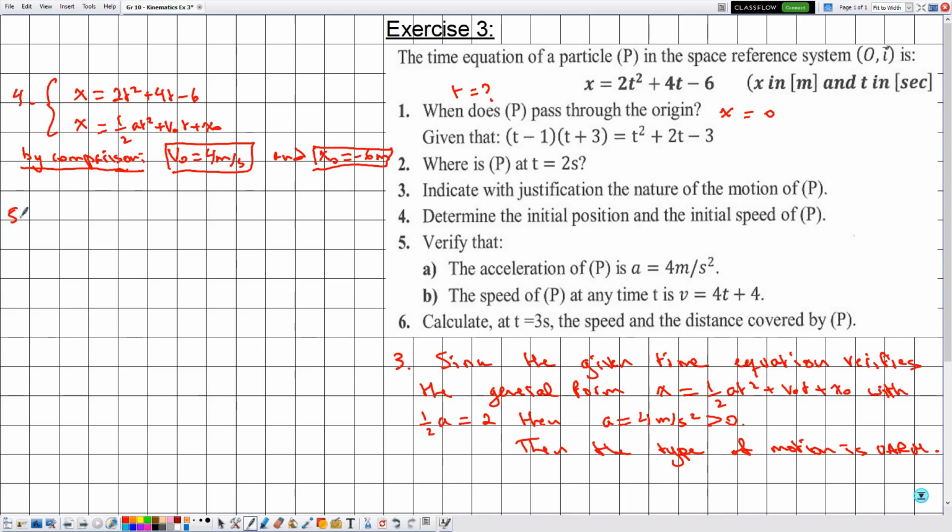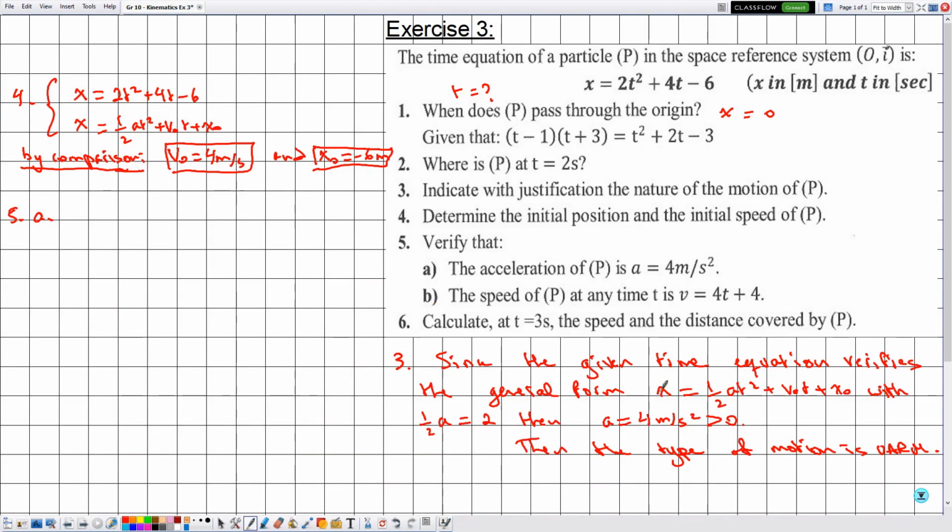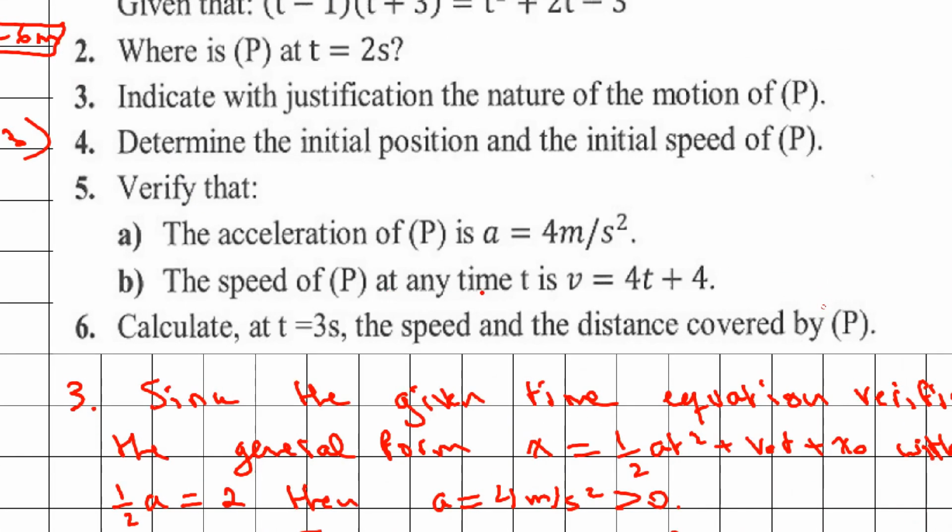Now as for number 5, part A, verify that the acceleration of p is given by a is equal to 4 meter per second square. So this is done in part 3, we can say between brackets done in part 3. Now as for part B, we need to verify that the speed of p at any time t is v is equal to 4t plus 4.